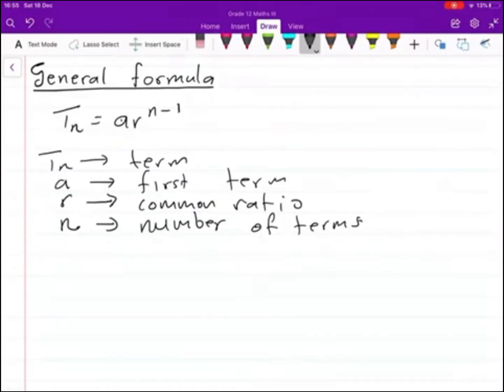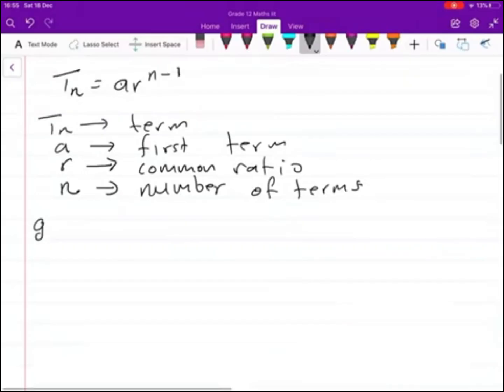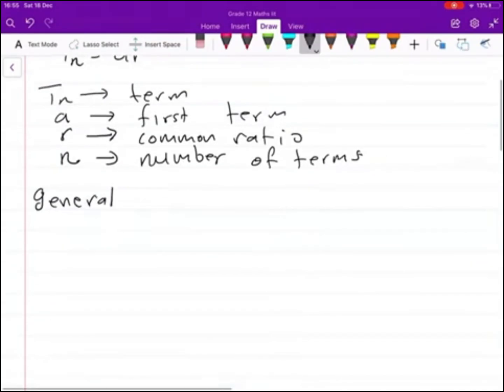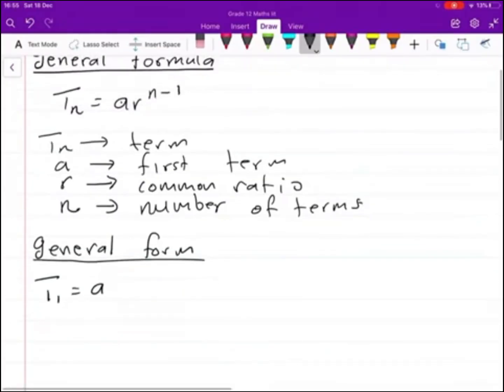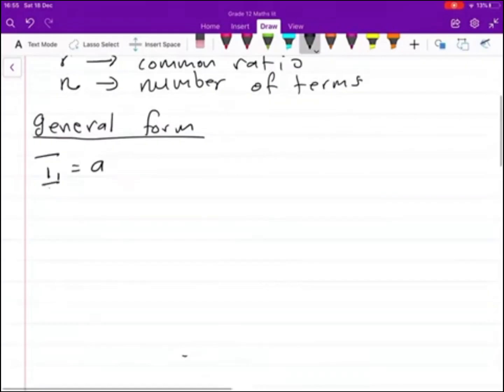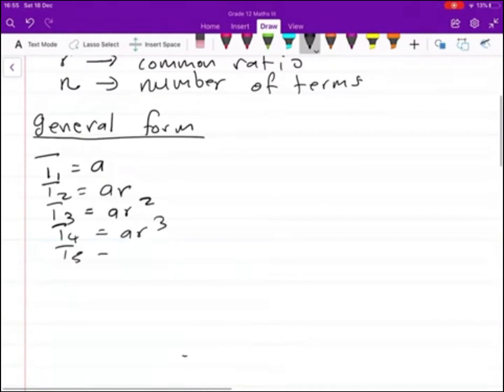We will notice that any geometric sequence has the following general form. The first term, as in all other cases, is given by a. The second term is given by ar. The third term is given by ar squared. The fourth term is given by ar cubed. The fifth term is given by ar^4. The sixth term is given by ar^5.